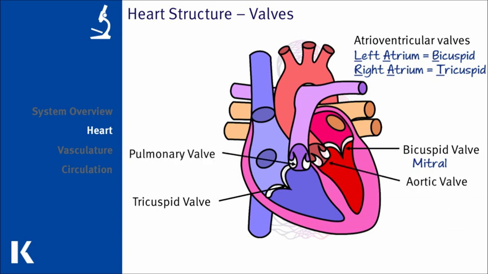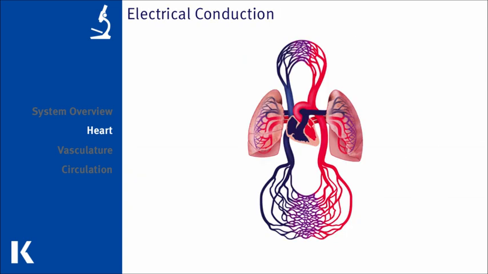To go from the ventricles into the arteries, the blood passes through the semilunar valves. The pulmonary semilunar valve empties the right ventricle into the pulmonary artery. The aortic semilunar valve empties the left ventricle into the aorta.